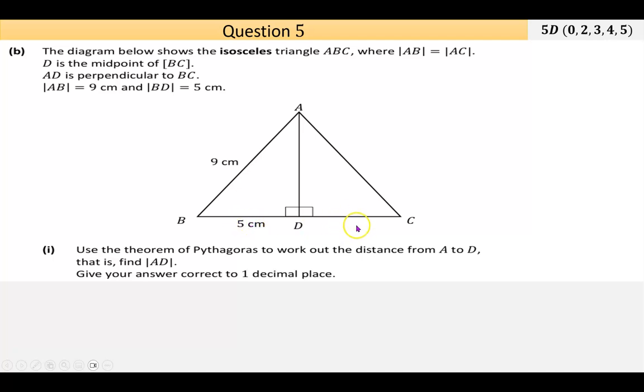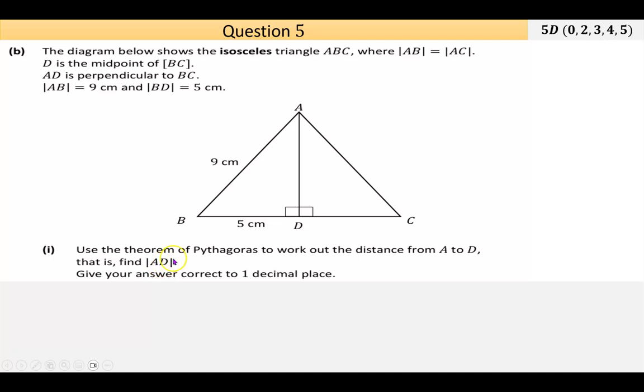This is the midpoint. And it says AD is perpendicular to BC, which tells me that there's two 90-degree angles here, which means I have 3 triangles, an isosceles, but I also have 2 equal right-angle triangles. And it says AB is 9, BD is 5, so that's on the diagram, so it's all good.